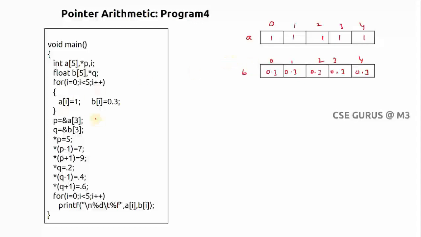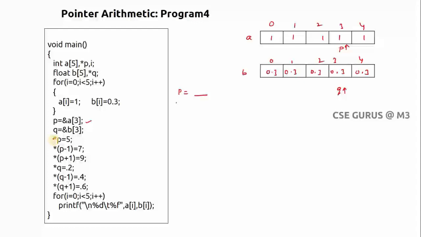Now you can see here, after this for loop, p equals address of a of 3. So where does this pointer variable store? What is the p value here? It is the address of a of 3. Where is that? So p resides here. And what about q? q equals address of b of 3. So that means q resides here, at the address of b of 3, and p here, like this.